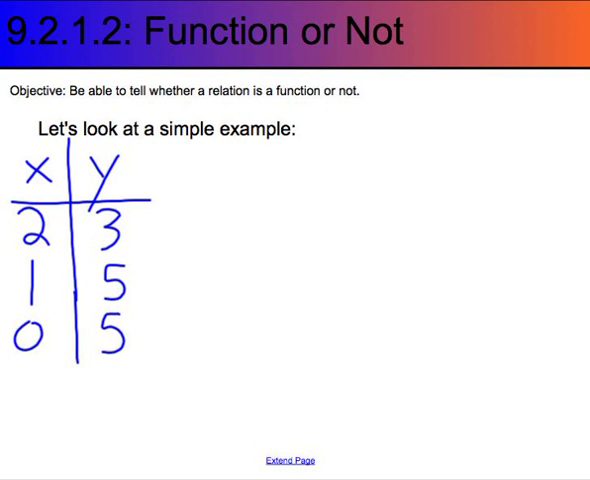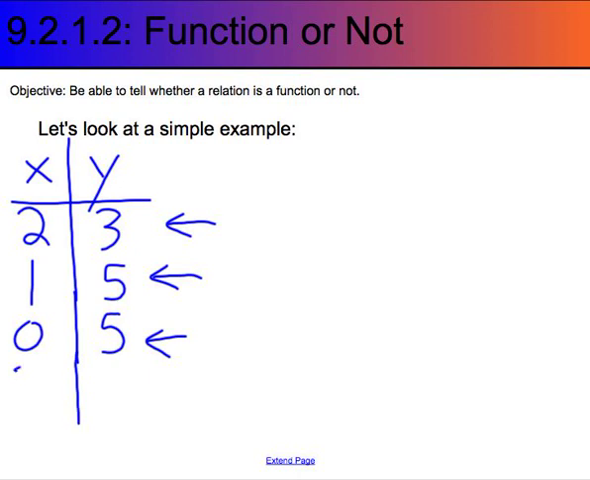But this is a function. A function is, for each input, there is at most one output. So as you can see from each one of these lines, for example, this line right here, that entry in the table says that the input is 2 and the output is 3. So 2 has an output of 3. This one says that when you put 1 in, you get an output of 5. And this says when you put an input of 0, you get an output of 5. So this is a function right now.